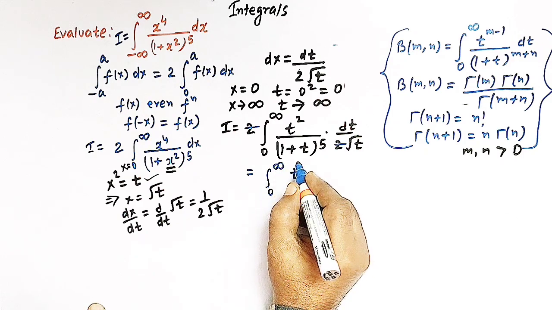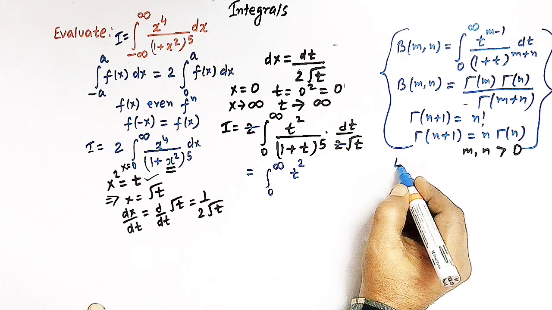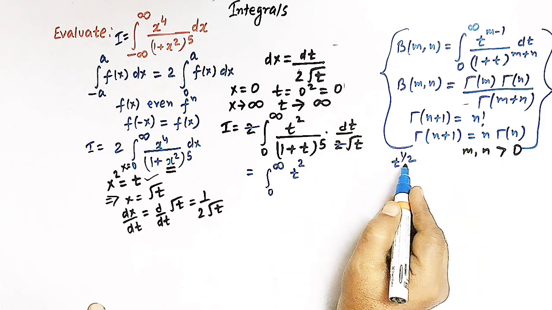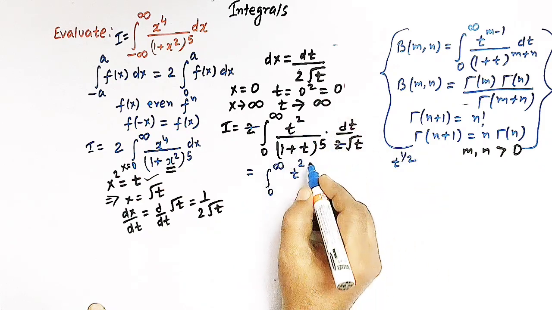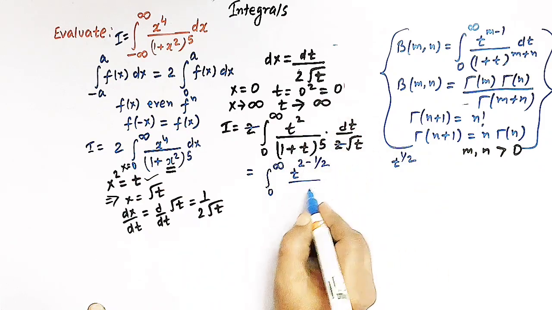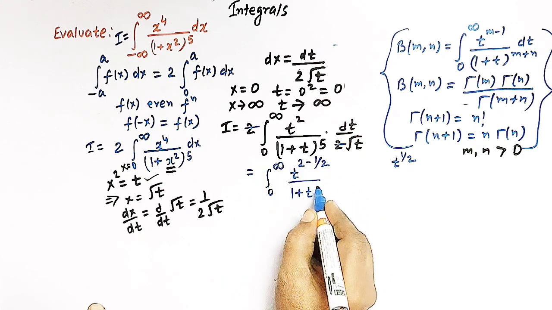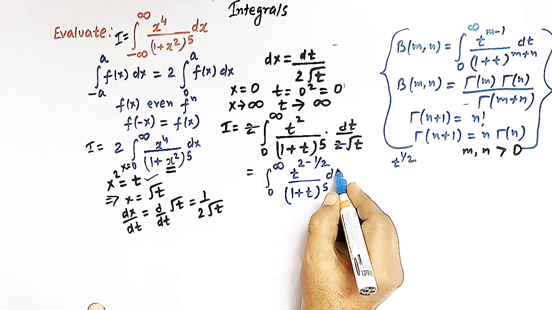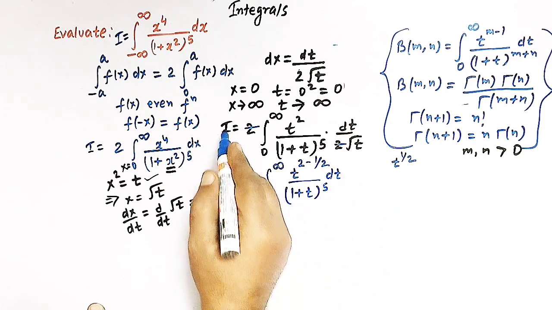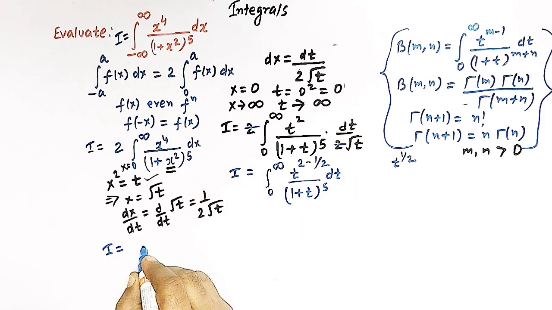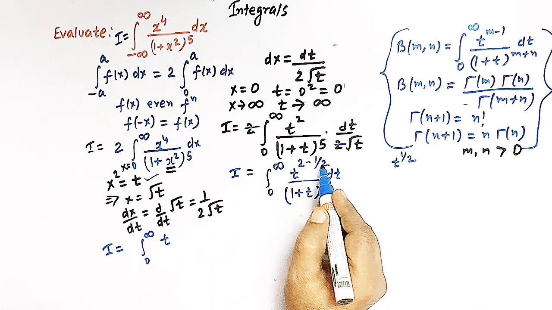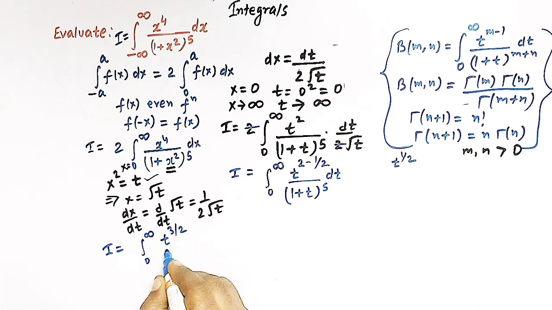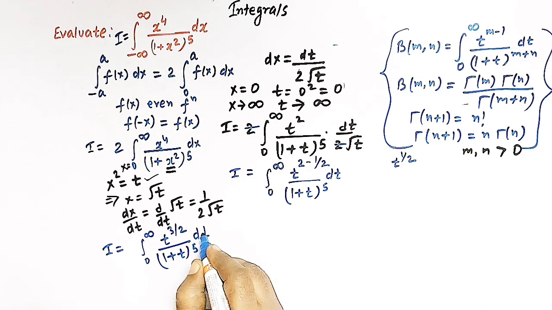And we have 0 to infinity. Then we have here t square, and here we have t raised to half, right? So taking t raised to half to the numerator and applying the laws of exponents, we have 2 minus half, and here we have in the denominator 1 plus t raised to 5, and here we have dt. So now this integral I is equal to 0 to infinity, and we have t raised to 2 minus half is 3 over 2, and we have 1 plus t raised to 5, and here we have dt.